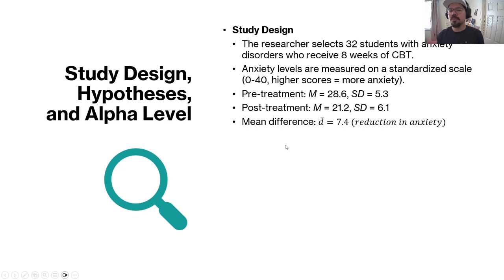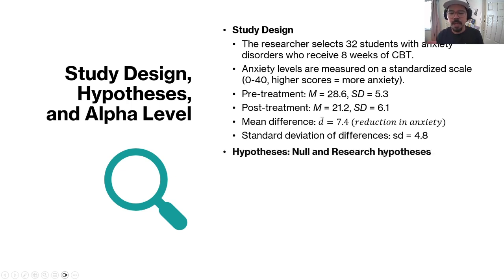We also have to incorporate some additional information, because now instead of comparing two unrelated groups, we have to talk about the difference between time 1 and time 2. So we incorporate this notation of mean difference, which is 7.4, suggesting a reduction in anxiety, as we can see from their pre-treatment anxiety levels when compared to their post-treatment anxiety levels. We have a standard deviation of differences of 4.8.